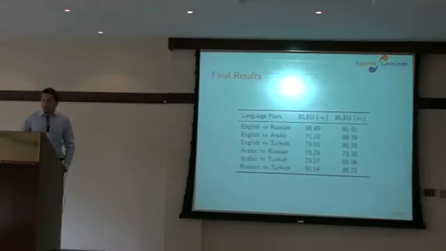This is an overview of the final scores that we obtained for all of the engines. There are a lot of numbers there. I don't expect you to read all of them and interpret all of them, but I think the main conclusion is that the engine seems to be doing a really good job. Scores are quite high. The most difficult language pair seems to be Arabic to and from Turkish, but English to and from Russian, and Russian to and from Turkish seem to perform really, really well.